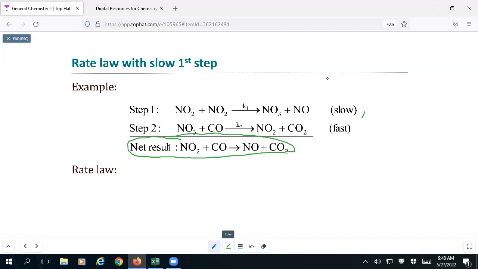If I look at my rate determining step here and look at the molecularity of that step, that tells me that the rate law is equal to k times the concentration of nitrogen dioxide squared. This reaction is actually 2nd order in nitrogen dioxide and 0 order in carbon monoxide. So it actually doesn't matter how much carbon monoxide is there. It matters how much nitrogen dioxide is there.